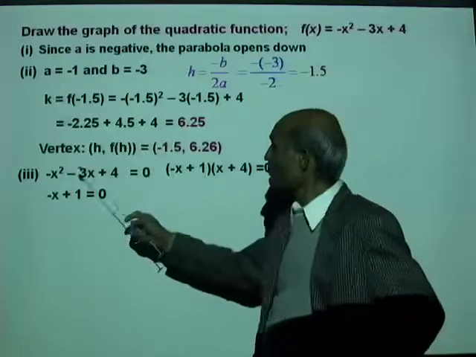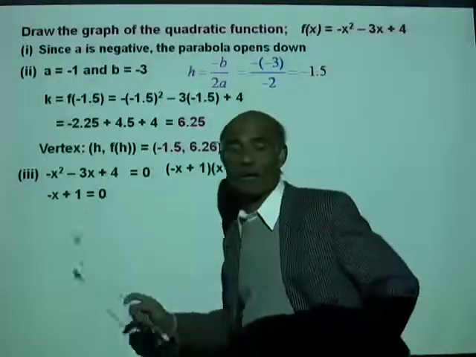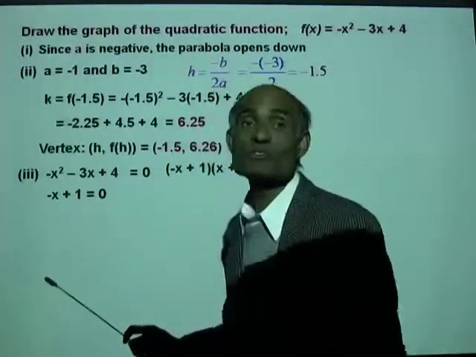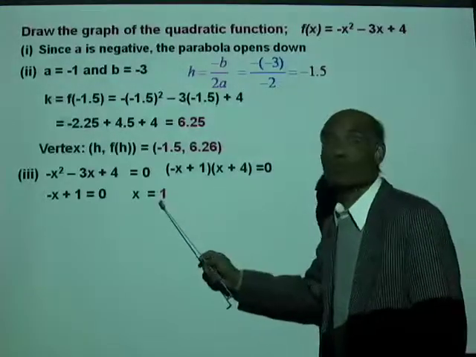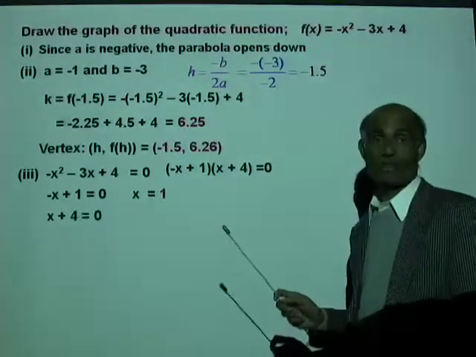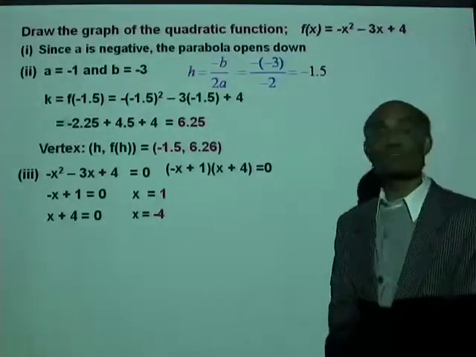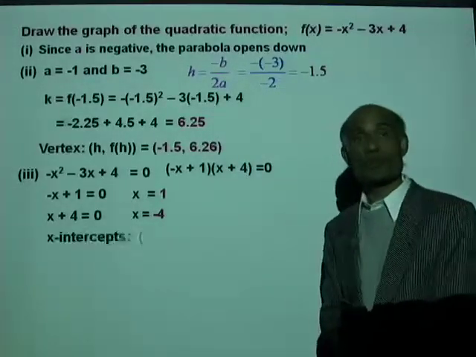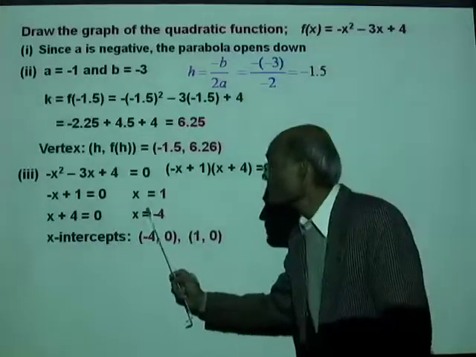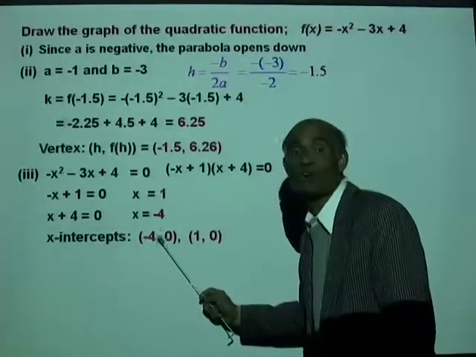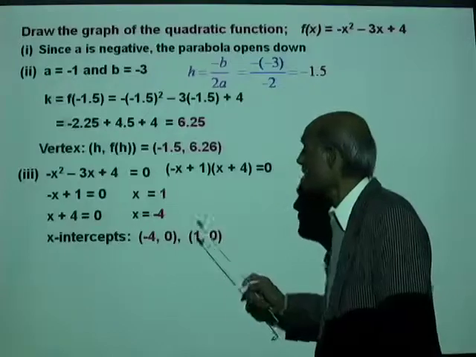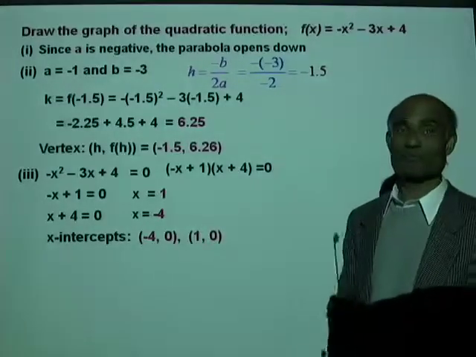Set each factor to 0. Negative x plus 1 equal to 0 gives you x equal to 1. Is that right? Yes. And x plus 4 equal to 0 gives you x equal to negative 4. So what are the x-intercepts? The first x-intercept is negative 4, 0. The other one is 1, 0.